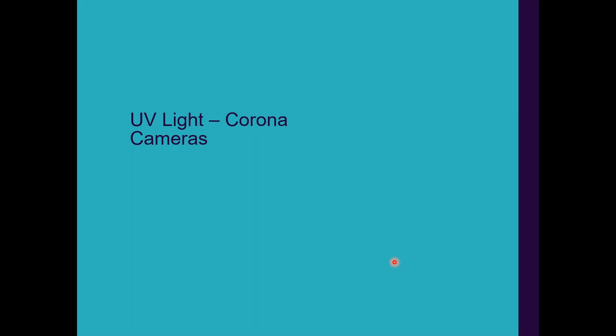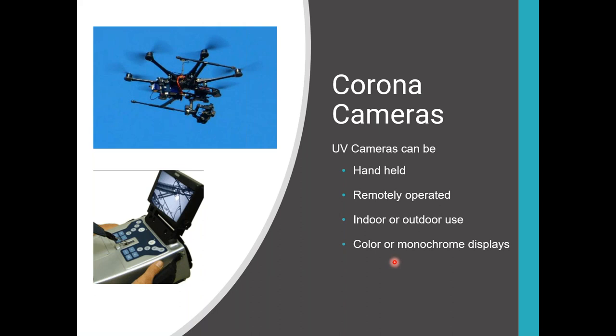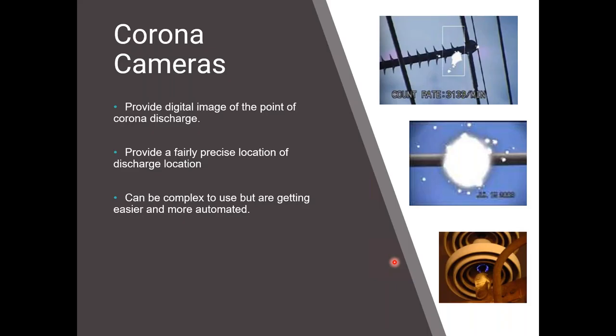Some other tests: corona cameras, UV light. They're handheld, can be remotely operated. They've got them out on drones at this point for indoor and outdoor use. Typically, they have a screen, monitor, and what they're looking for is a corona discharge. They're looking for the discharge into air. So you usually need a line of sight to the object under test.